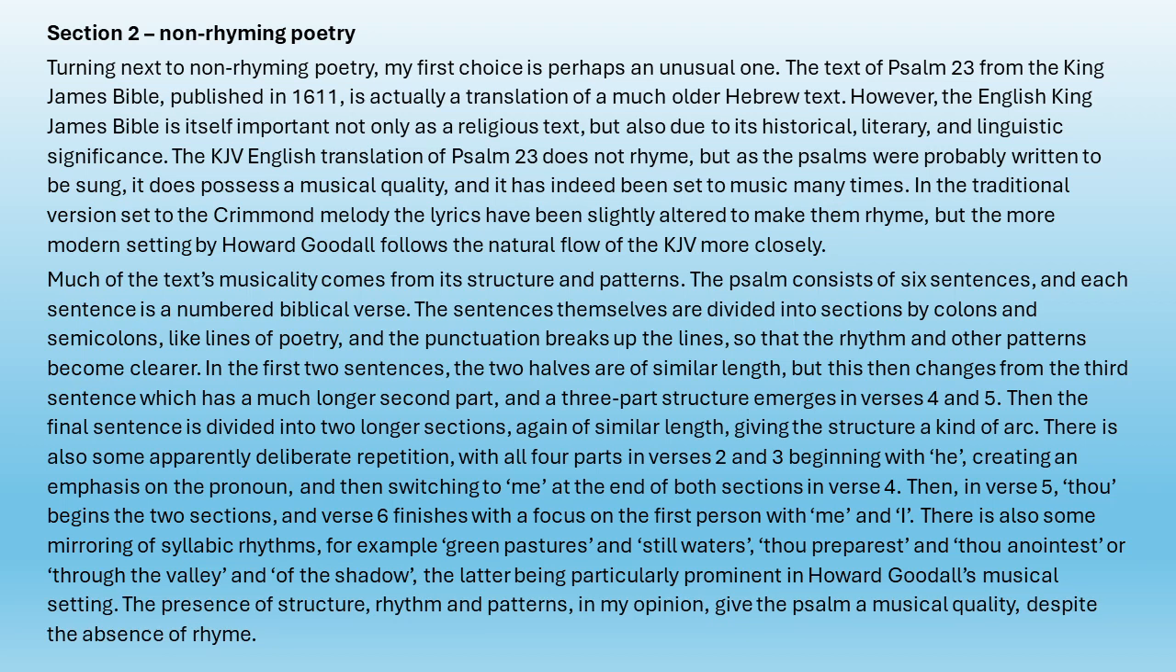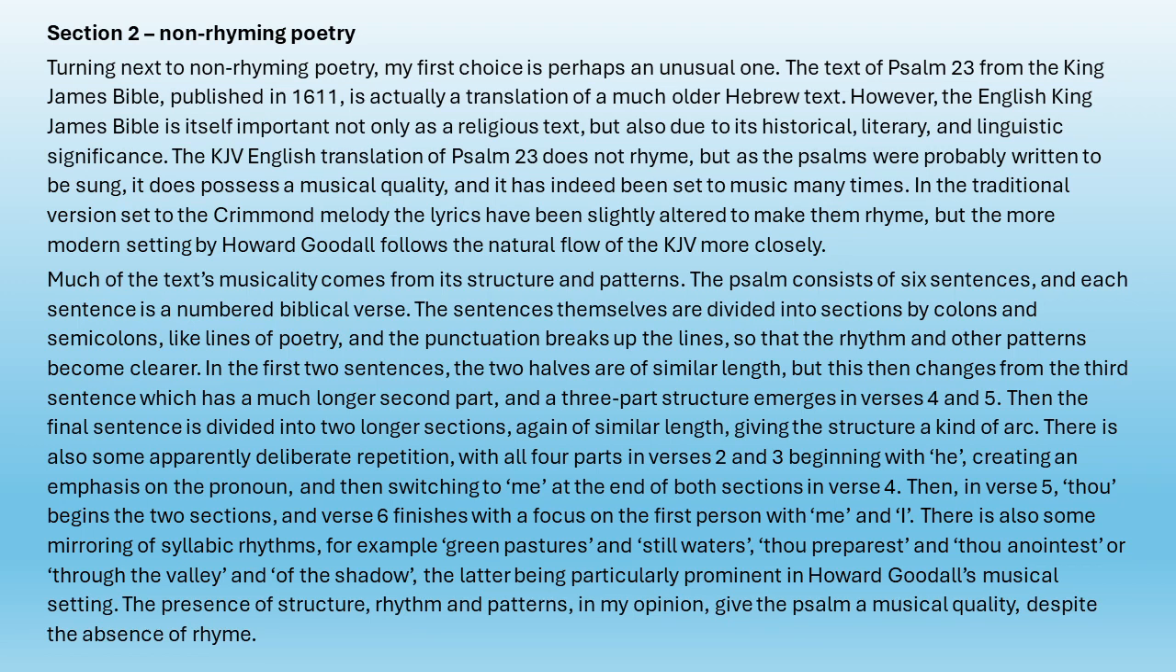The King James Version English translation of Psalm 23 does not rhyme, but as the Psalms were probably written to be sung, it does possess a musical quality, and it has indeed been set to music many times. In the traditional version set to the Crimond melody, the lyrics have been slightly altered to make them rhyme, but the more modern setting by Howard Goodall, for example, follows the natural flow of the King James Version more closely. Much of the text's musicality comes from its structure and patterns.